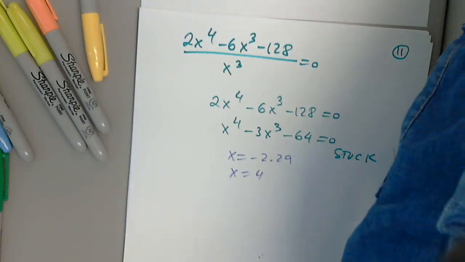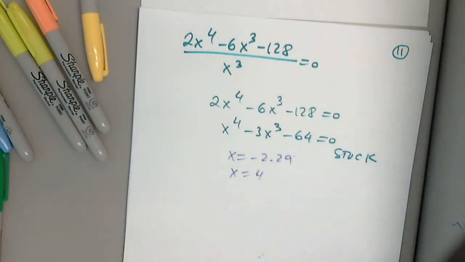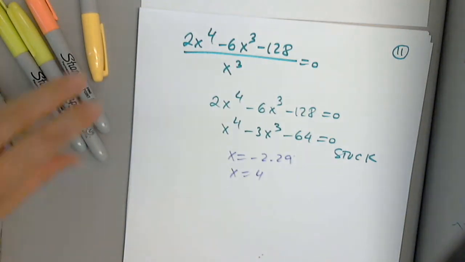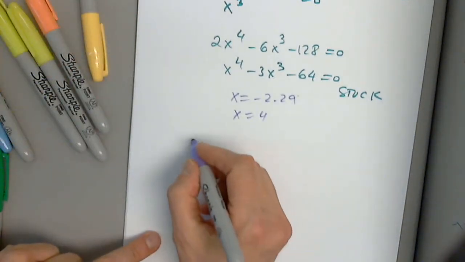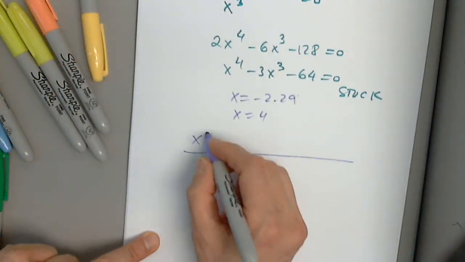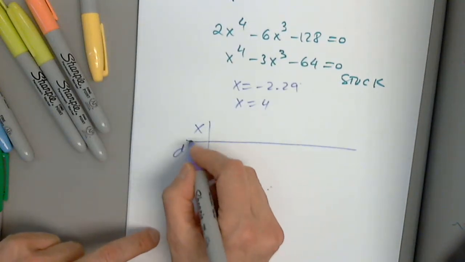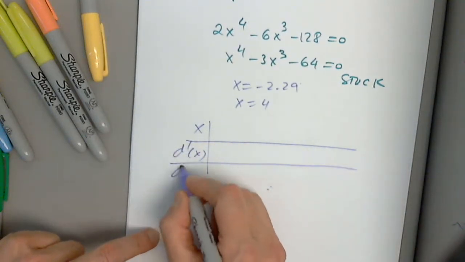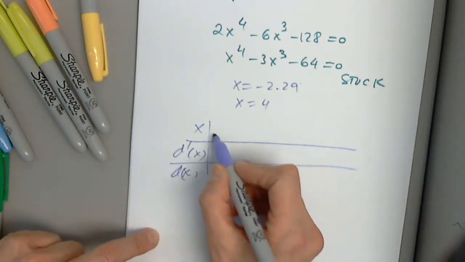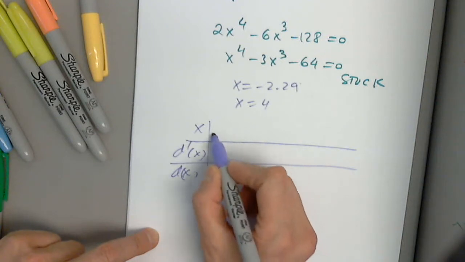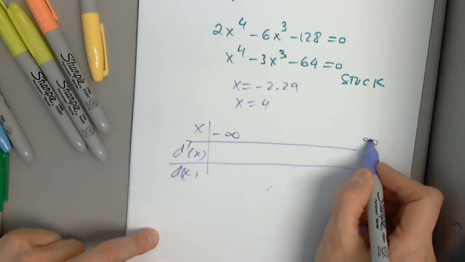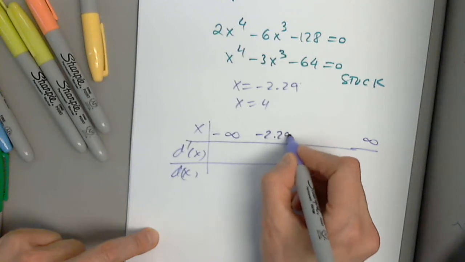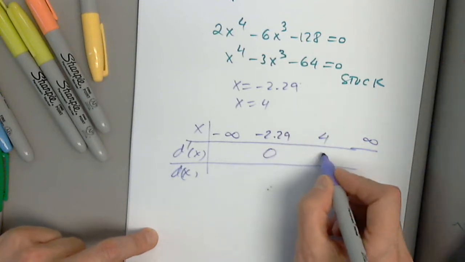After all this work, I got the 2 solutions, critical numbers. So then we have x, and then we have d prime, and then we have d of x, and we have negative infinity to infinity, negative 2.29, 4, 0, 0.